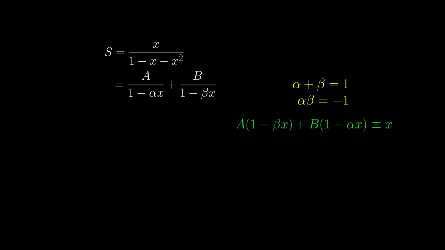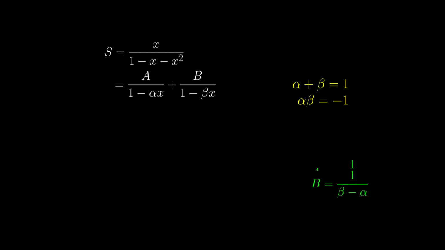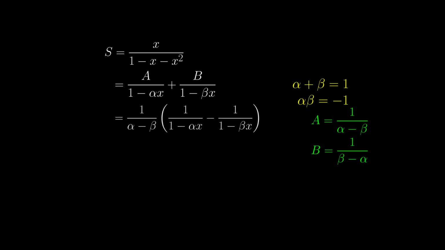Now we consider the numerator. Again, by considering the x and constant terms, we have these two relations. From the first relation, we substitute B equals negative A, and we get A in terms of alpha and beta. Since B is negative A, we also have B expressed. Going back, we now write s as shown, and we have the magical step.